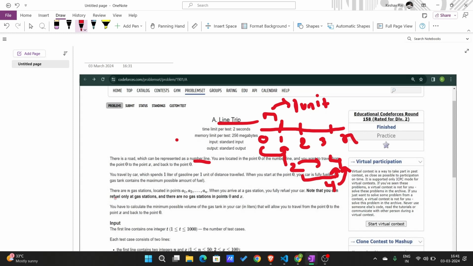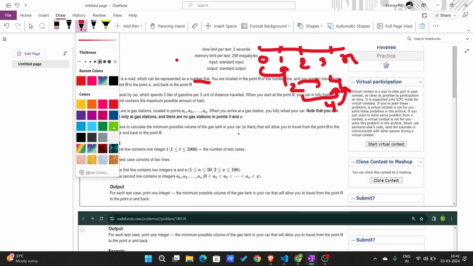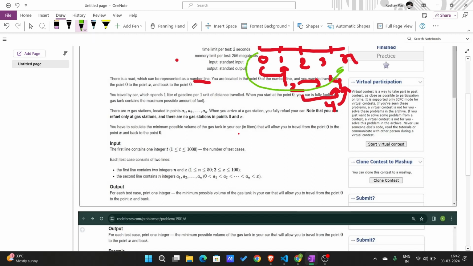Now you can refuel only at gas stations, and there are no gas stations at point 0 and point X. So the gas stations are present in between, but not at the starting and ending points, okay. You have to calculate the minimum possible volume of the gas tank in your car that will allow you to travel from point 0 to the point X and back to point 0. That means you start from 0, you go to X, and then you come back from X to 0, okay.